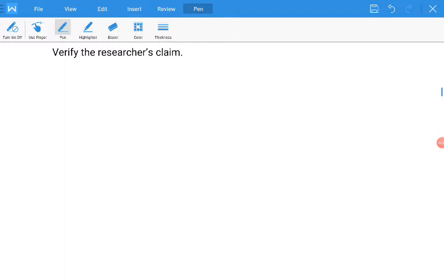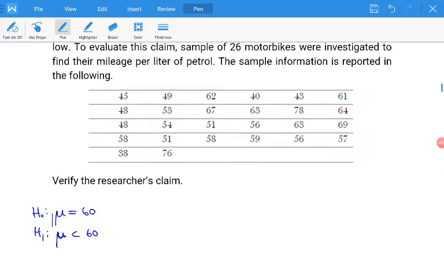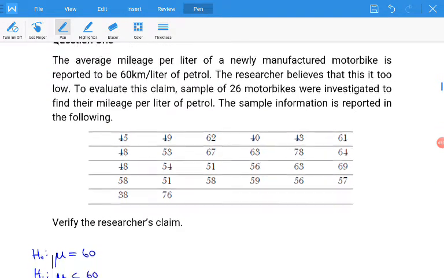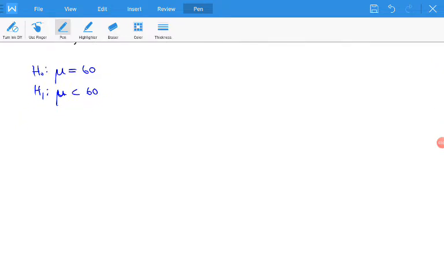The first thing that we need to do is to state our null hypothesis. Under H naught, the null hypothesis reads mu is equal to 60. Then H1, the alternative hypothesis, mu is less than 60. Here we can see that our level of significance is not stated. So we use the default level of significance, which is alpha equals 0.05. So the default level of significance is 5%.